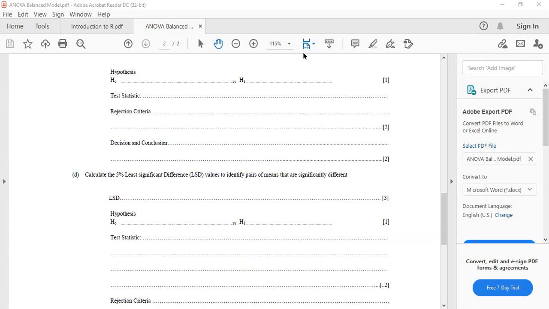What is it, guys? It's 1.408. And then y bar 2 dot minus y bar 3 dot. It's 0.52. 0.520, right? Yes, sir.